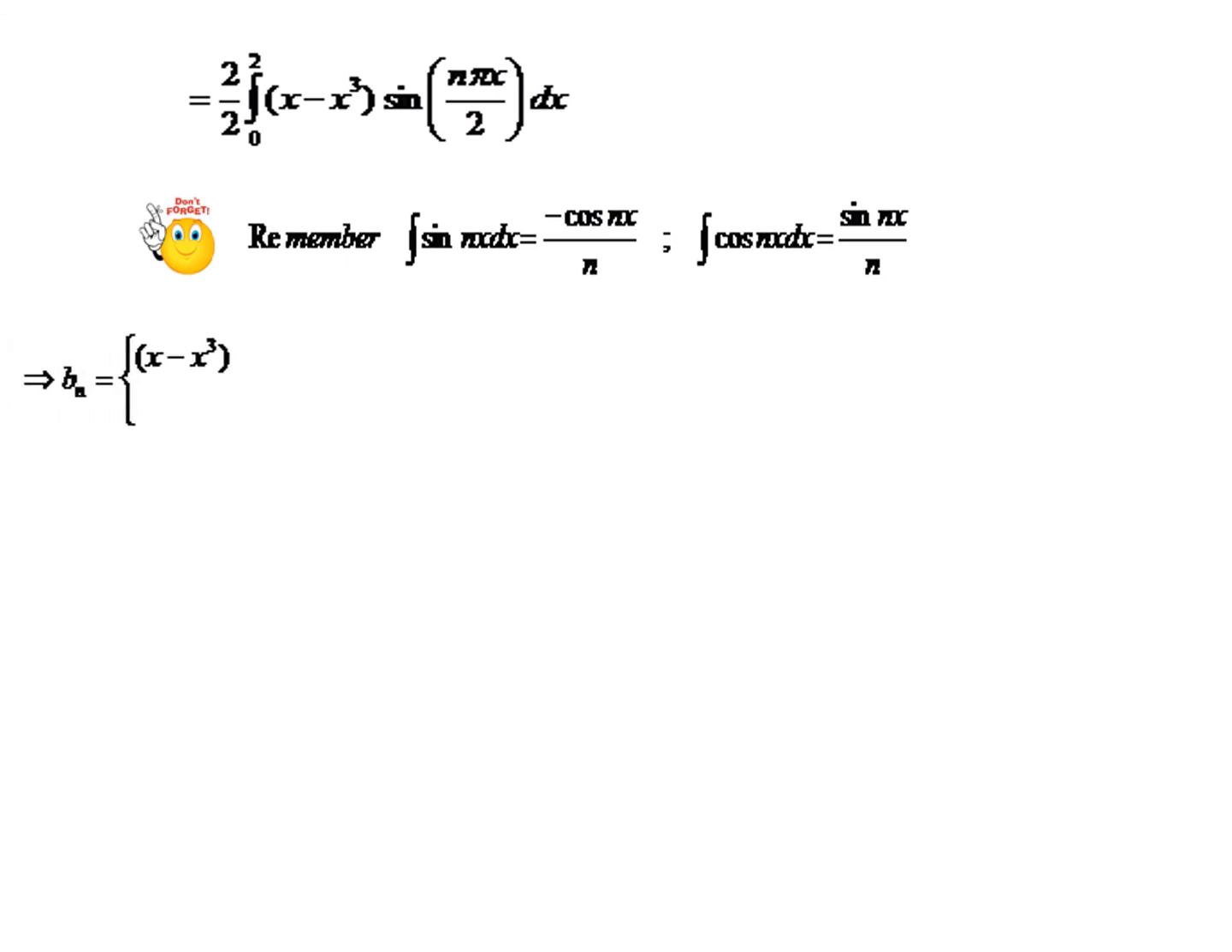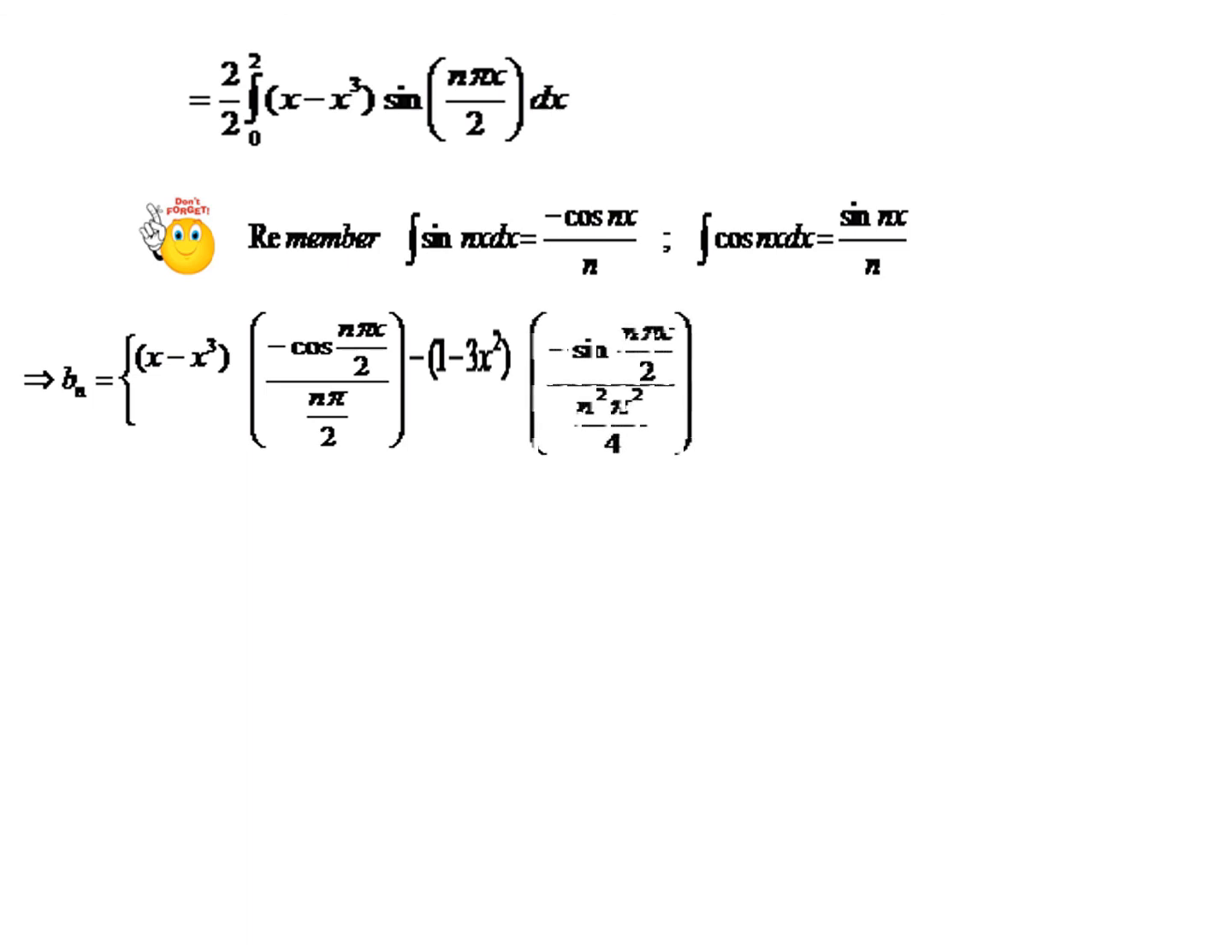Bn equal to, what is the first term? x minus x cube. So just keep the first term and integrate the second. Sin when we integrate we get minus cos n pi x by 2 divided by n pi by 2, minus differentiate the first. Now what is the first term? x minus x cube. That when we differentiate we get 1 minus 3x squared, into integrate the second. So minus cos when we integrate we get minus sine divided by, again n pi by 2 will come. So totally we will have n squared pi squared by 4.